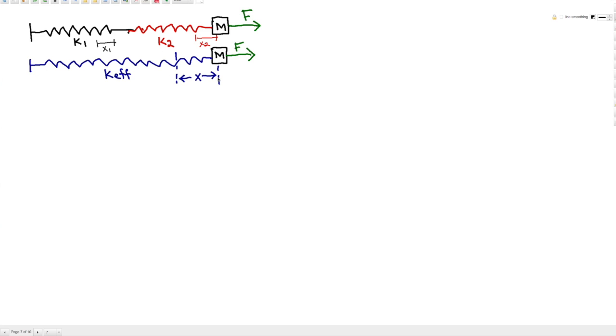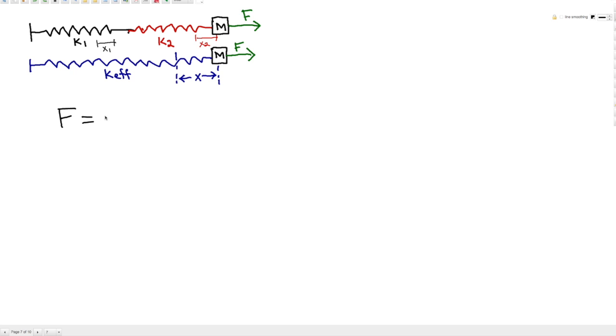Now in the bottom case for the effective spring, again, I'm just applying the same force, and I'm assuming that my effective spring is stretching some total distance x. And again, x can certainly be different from x1 and x2. Okay, so let's consider this system here.